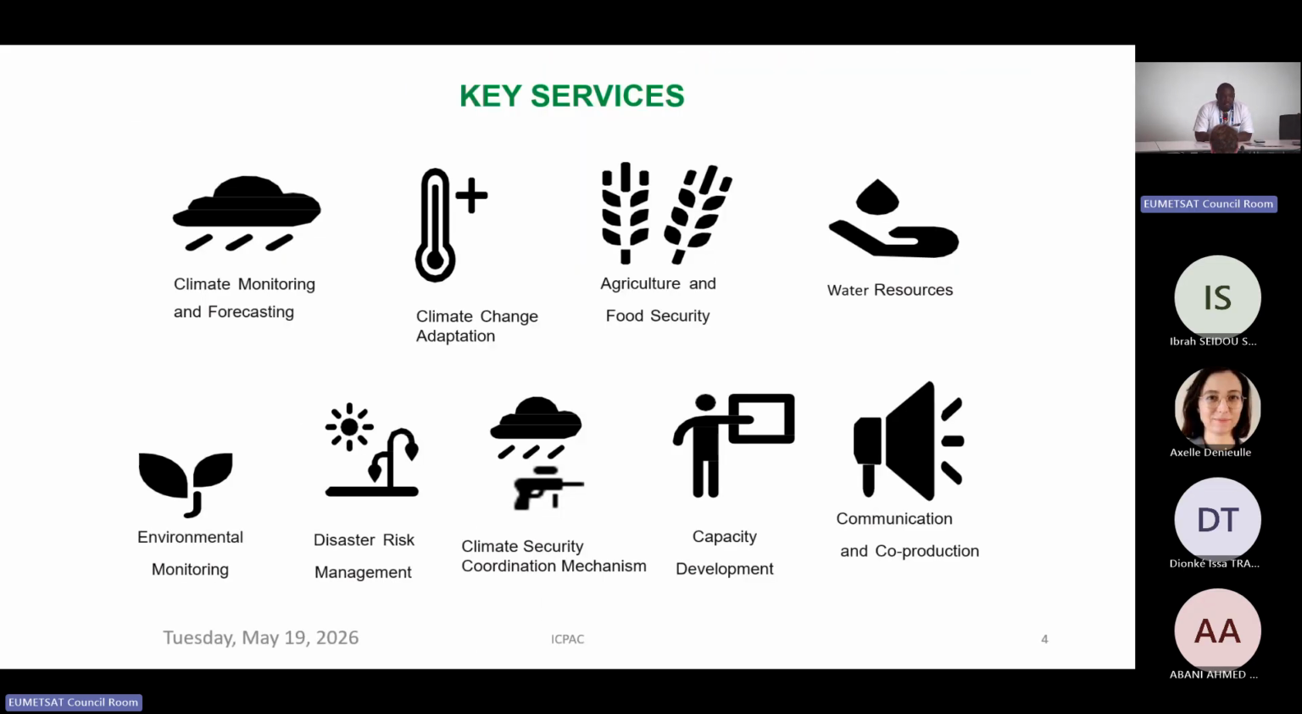In terms of the key services for ICPAC, we are majorly focused on climate monitoring and forecasting, but we're also looking at climate change adaptation, agriculture and food security, water resources, environmental monitoring, and disaster risk management, in which satellite data and applications are critical.